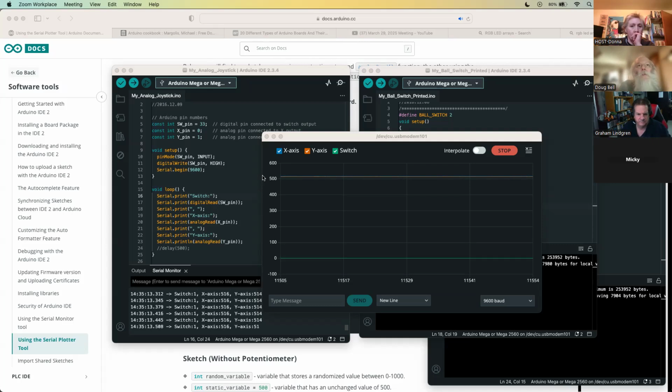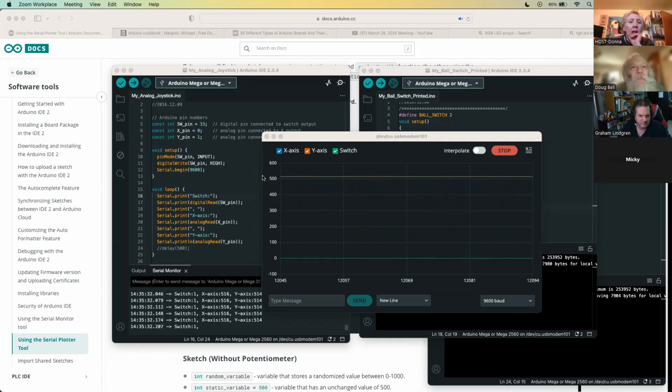And so if I move the joystick now, you can see it is actually plotting. But when I push the button, it's not doing anything. I think the green, yeah, it says switch is the green one, and it's not hearing it. So I'll have to debug that at some point.